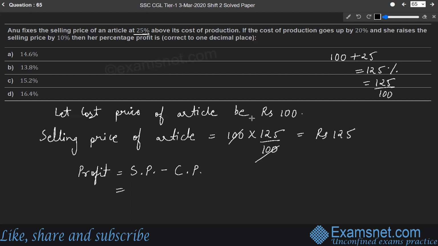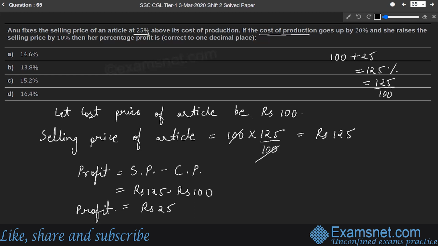What is the selling price here? Rupees 125 minus what is the cost price? Rupees 100. So 125 minus 100 is rupees 25. So at first, when the selling price of an article is 25% above its cost price, then the profit is rupees 25. Now we have to look for the new cost price and new selling price.